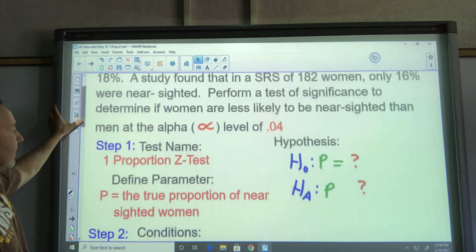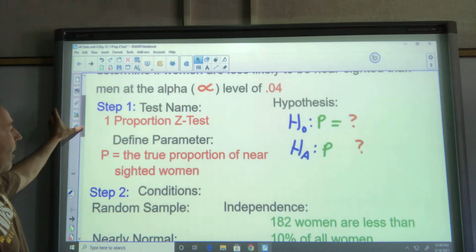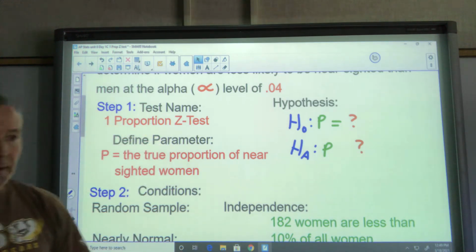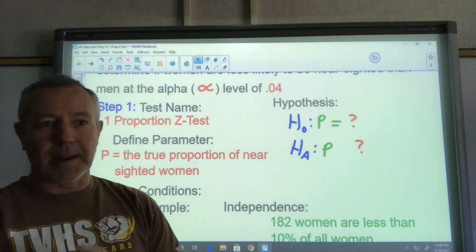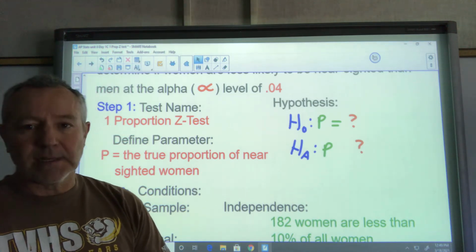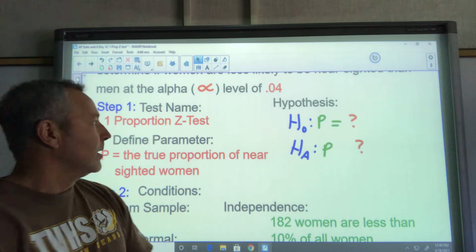Step one is our test name, hypothesis, and defining the parameter. Our test name is a one proportion z-test. I want you to notice that it's a proportion problem. It's not a mean problem. I did not tell you the standard deviation. And a proportion is 18%. That's 18% out of 100, right?